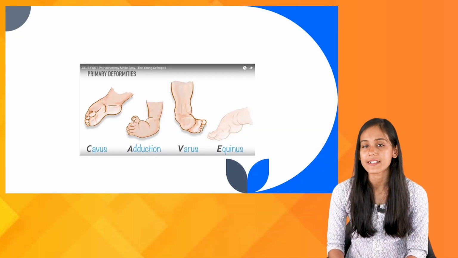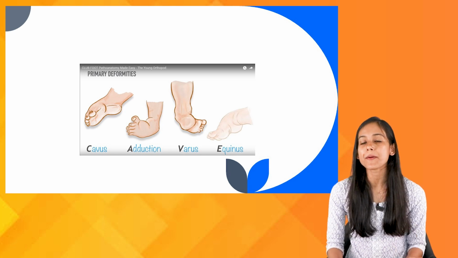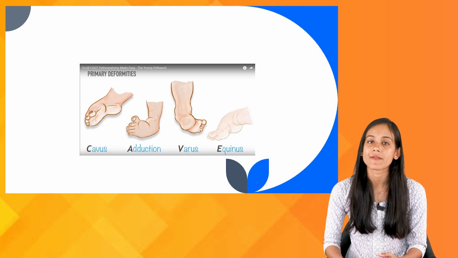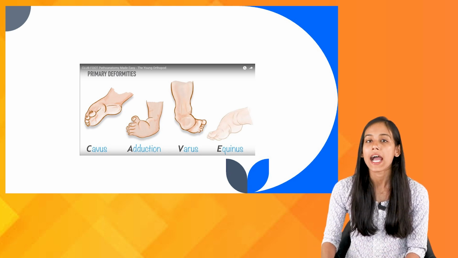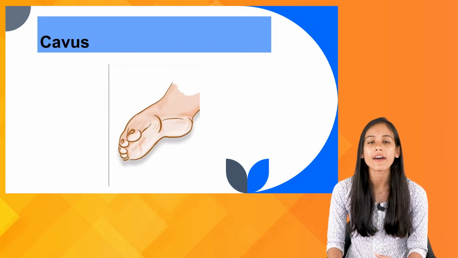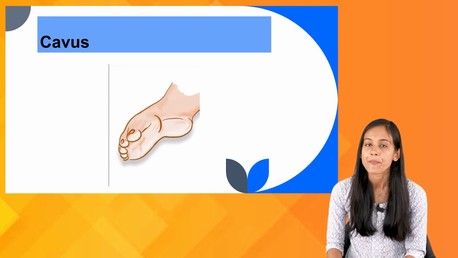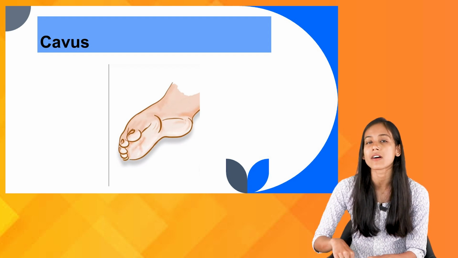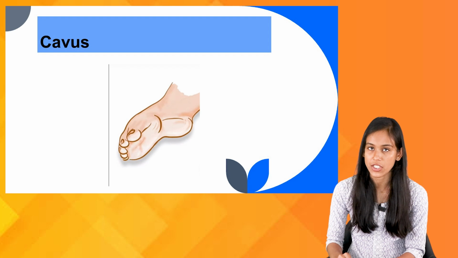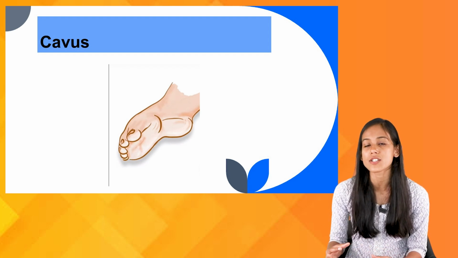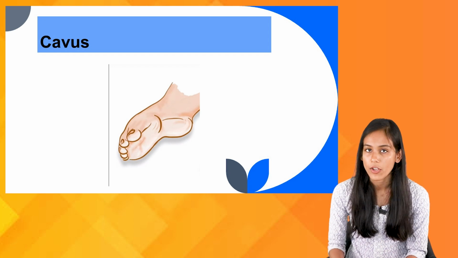Now the first one is cavus. The term cavus of foot means the foot has a very high arch, and there would be a curve kind of formation. So here, as you can see in the picture, the sole of the foot would have an arch kind of formation, and we can also see a curve-like formation. So this is called cavus of foot.